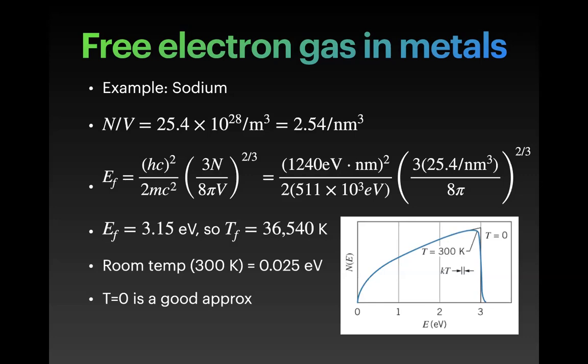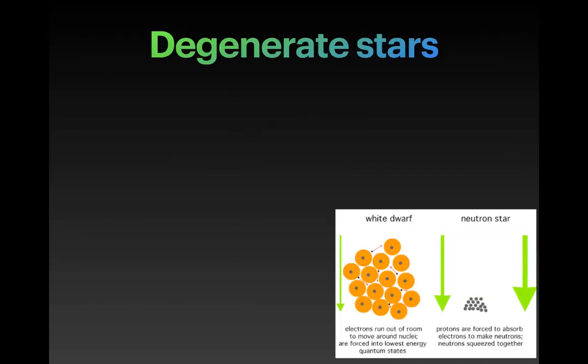So really, you can understand, if you squeeze a metal, what pressure comes from the electrons just not being able to squeeze any closer together because all the available states are full. You can calculate that using this Fermi statistics. So maybe a more interesting application of not being able to squeeze things further together is what I'm calling degenerate stars.